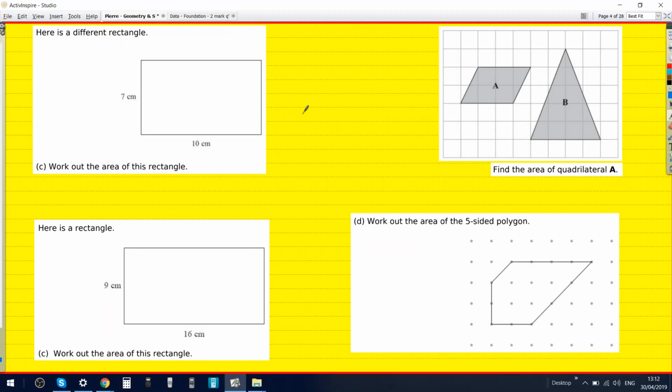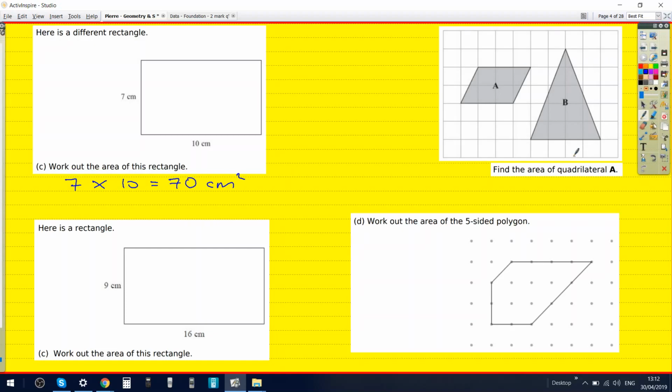So top left one. So that's just going to be 7 times 10, which is 70. Yeah. Top right. Find the area of A. So it's going to be 3 along, 2 down. So that would just be 3 times 2, which is 6. Yeah, and how about the bottom one? Bottom right.